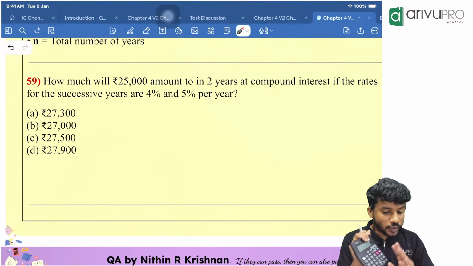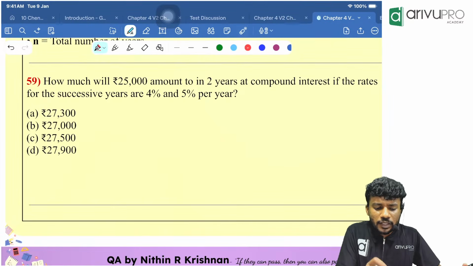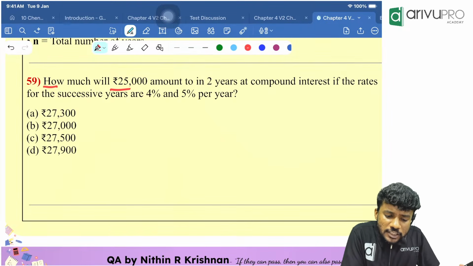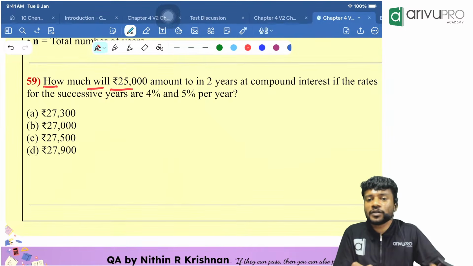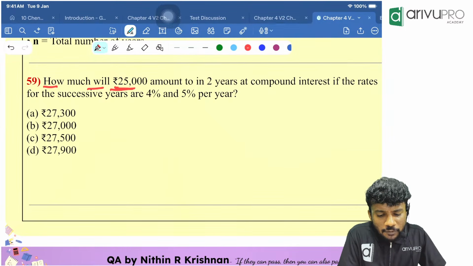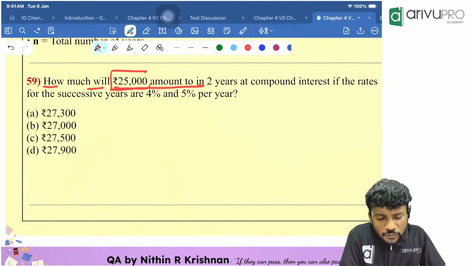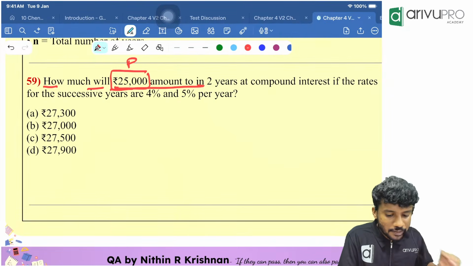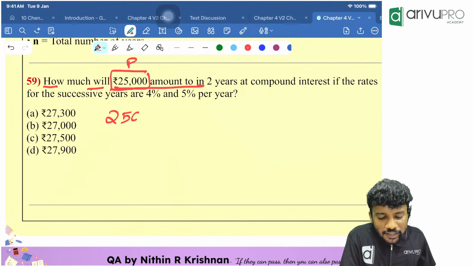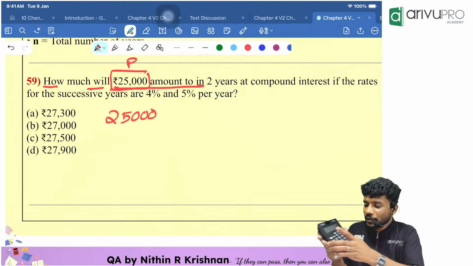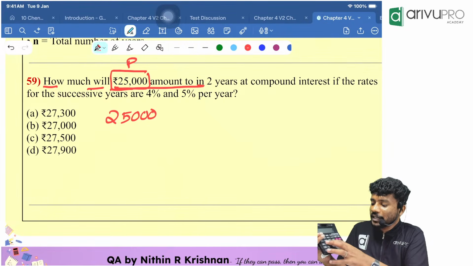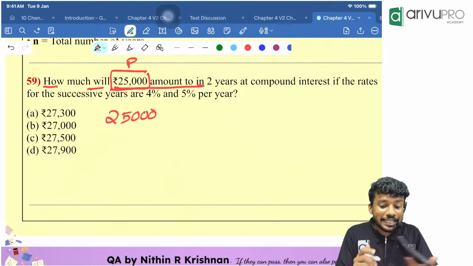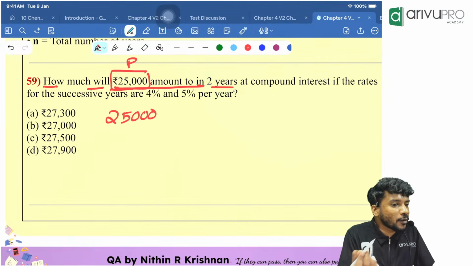I will show you how it is done. What is mentioned over here? How much will 25,000 amount to? That means what are they asking? Anything that comes before amounts to is what? The principal. So 25,000 is our principal. We will type 25,000 on the calculator. Everyone take your calculator. Type 25,000 on your calculator. Then the question is how much it will become in 2 years.